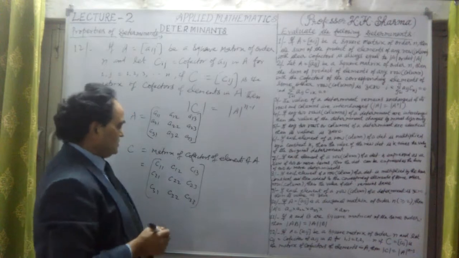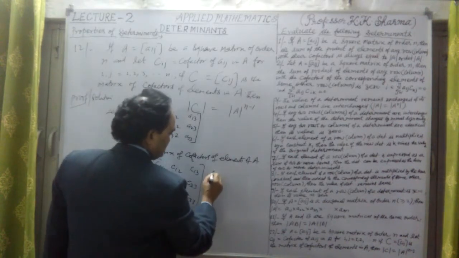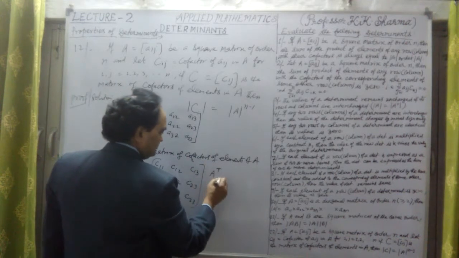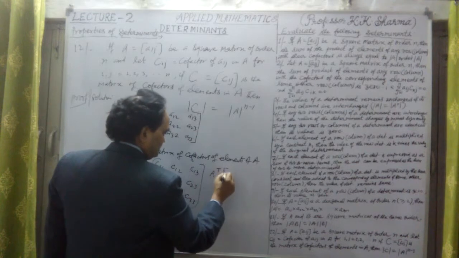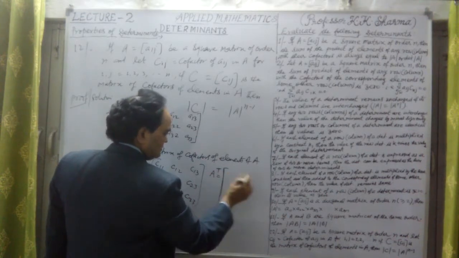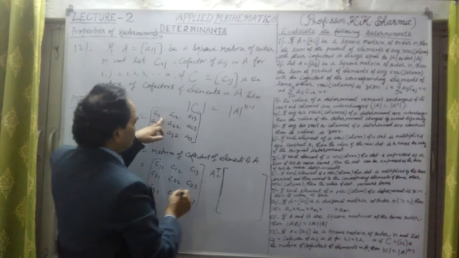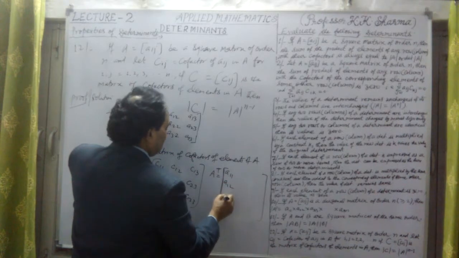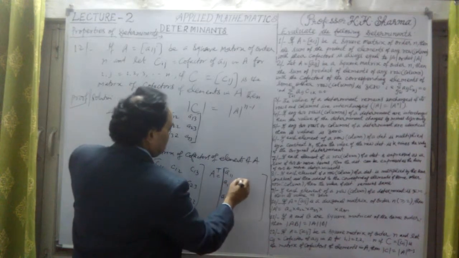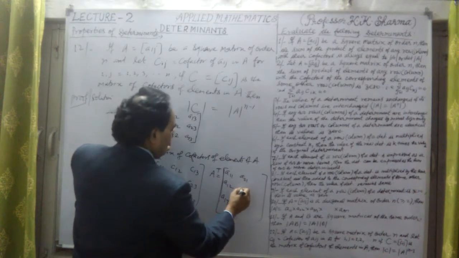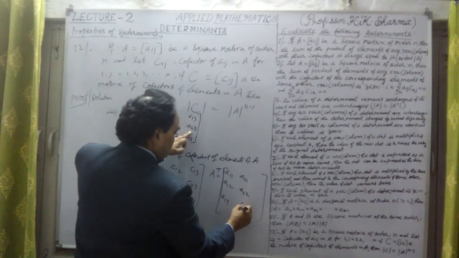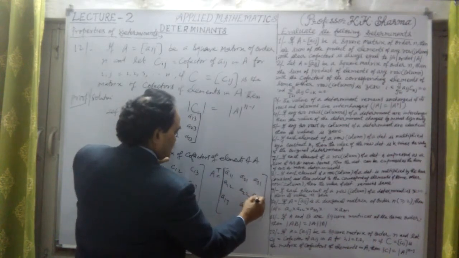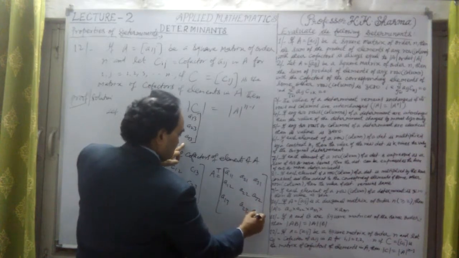That is the point. Now if I find A transpose, let me write A T or A dash. A transpose will be equal to the transpose of A, where the first row has become the first column. This is A11, A12, A13, this is A21, A22, A23, and A31, A32, A33.